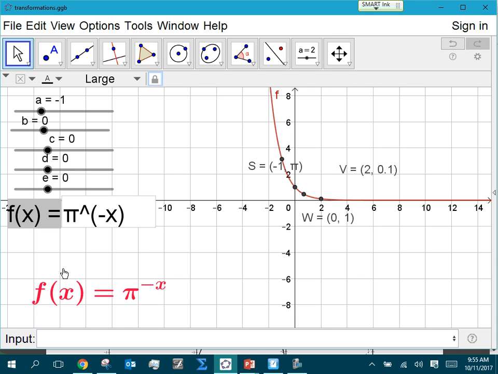Then when I multiply the whole function by a negative all the way up front, it's going to reflect over the x-axis. When I multiply just the x by a negative, it's going to reflect it over the y-axis.